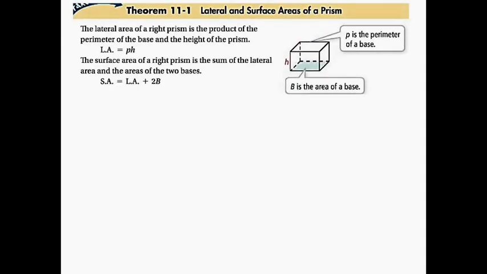Here we're introduced to the formulas for lateral area and surface area. For lateral area, we're going to take the perimeter of the base times the height of the figure. So you take the perimeter of your base multiplied by the height of your figure, and you've got lateral area. To find surface area, you're going to take the lateral area plus 2 times the area of one base. So the lateral area plus 2 times the base area equals your surface area.